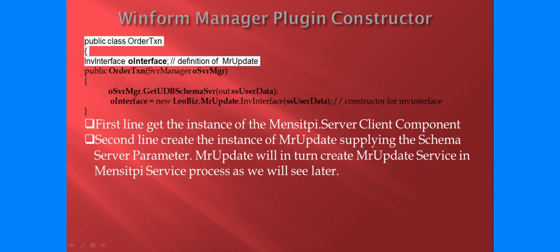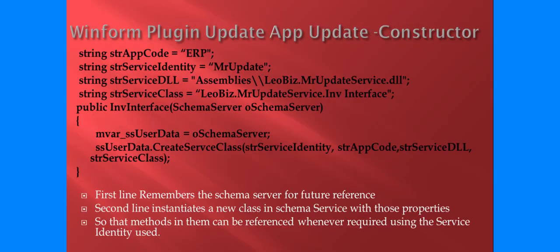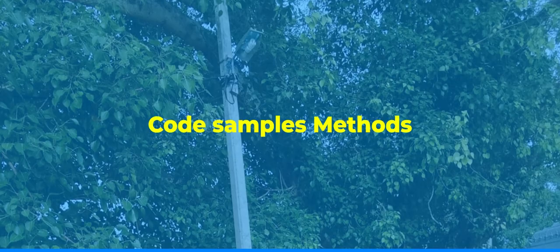First line, get the instance of the MinSitP.server client component. Second line, create the instance of Mr. Update, supplying the schema server parameter. Mr. Update will in turn create Mr. Update service in MinSitP service process, as we will see later. First line remembers the schema server for future reference. Second line instantiates a new class in schema service with those properties, so that methods in them can be referenced whenever required using the service identity used.